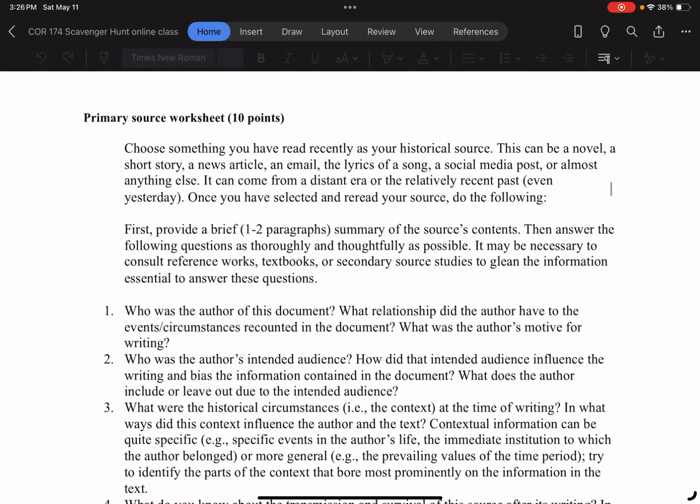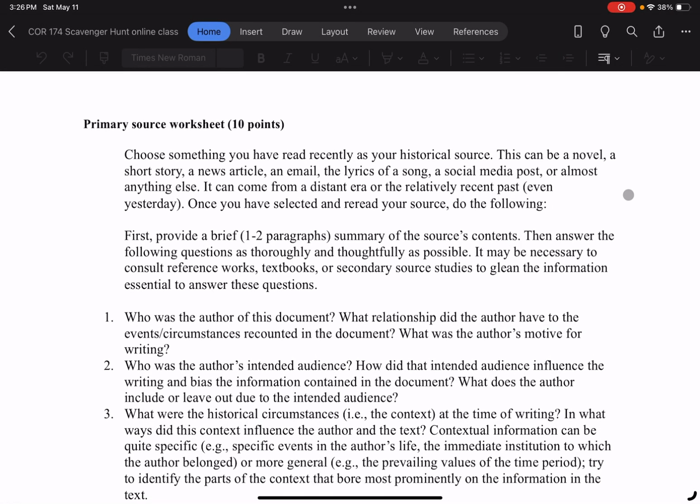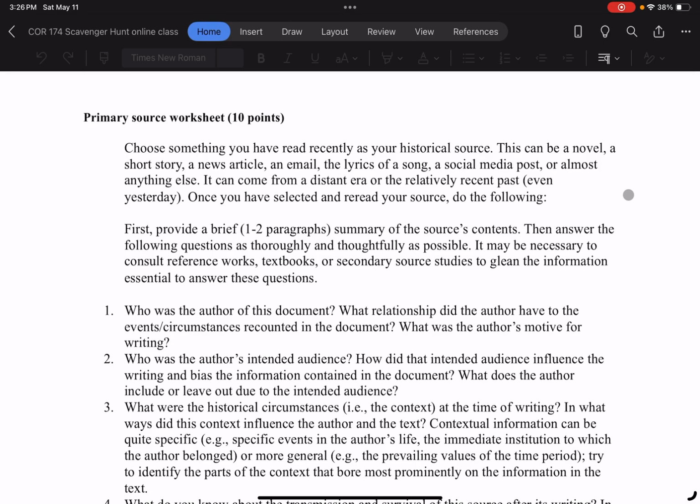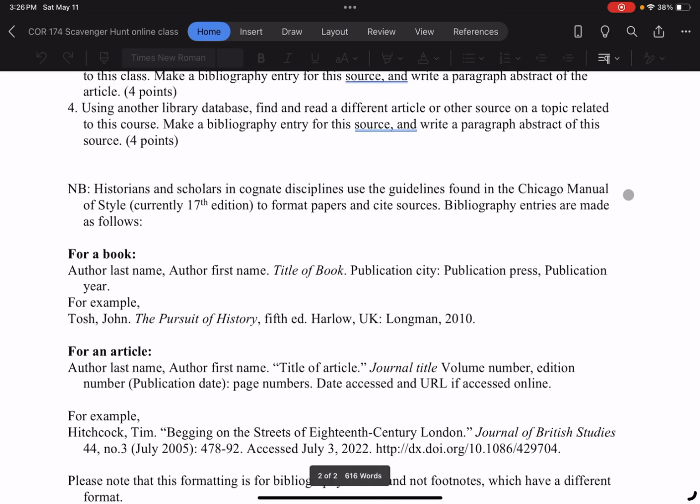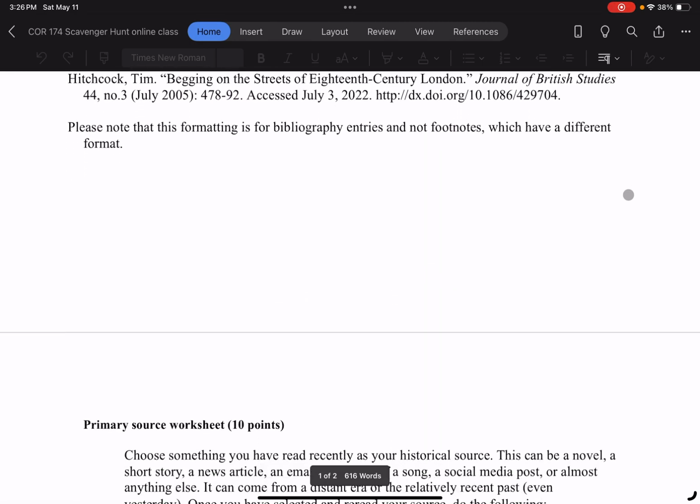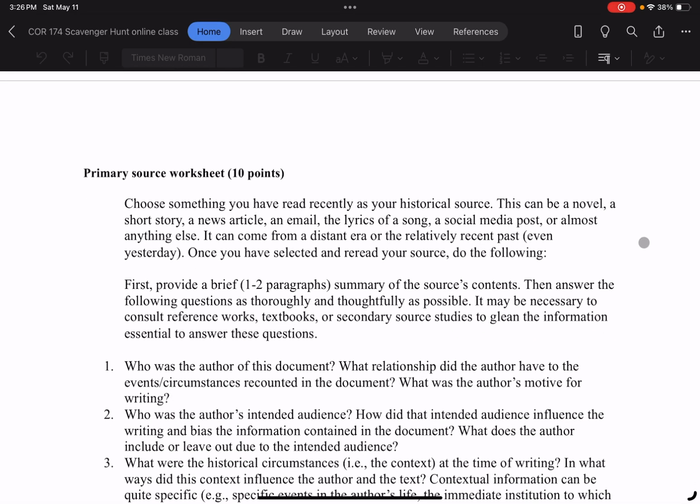Okay, since this semester, or this term, I've added this primary source worksheet onto the library scavenger hunt. I wanted to do just a brief video to explain this assignment. This is really a preparatory thing for getting into the larger analysis papers that start in the second week, and there are three of them over the course of the term.